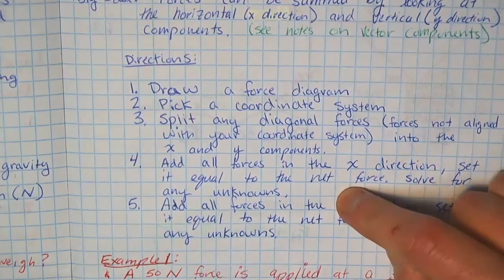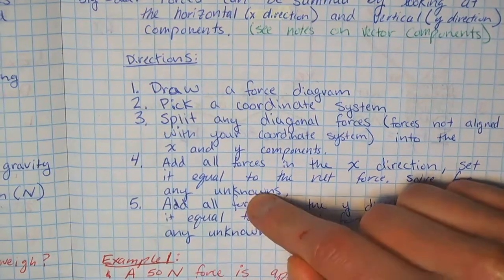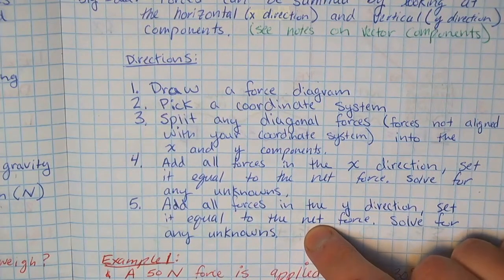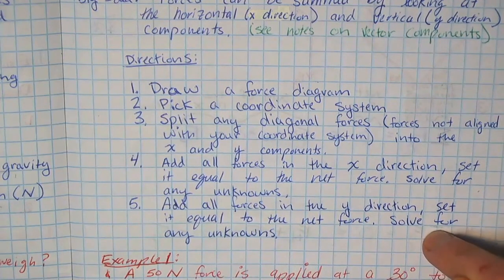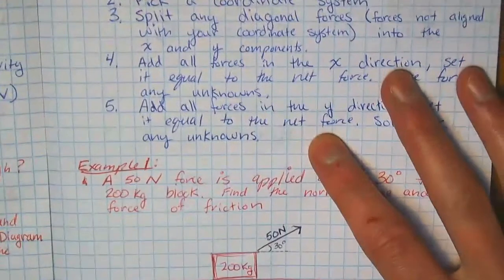Next, add all the forces in the x direction, set it equal to the net force, and solve for any unknowns. And then step 5 would be the same thing. Add all the forces in the y direction, set it equal to the net force, and solve for any unknowns. So we're going to go through and demonstrate how to do each one of these steps.